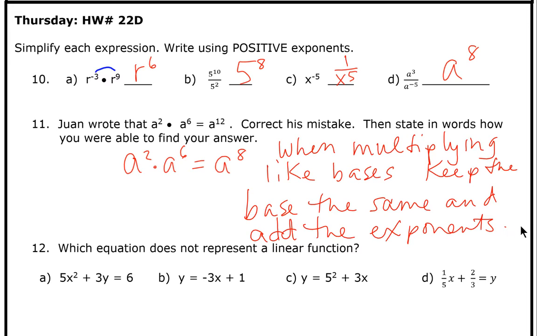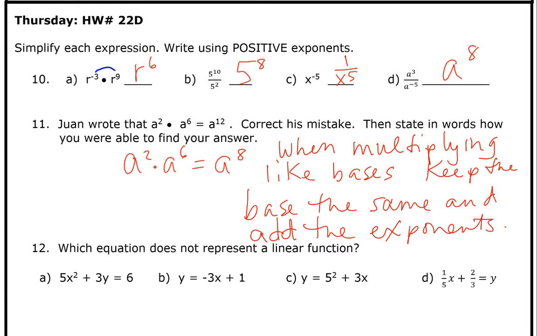All right, last question. Which equation does not represent a linear function? So anything that can be written in the form y equals mx plus b is a linear function. And look at that letter x and look at that letter y. They have no powers, right? They have no powers, and they have no variables in the denominator. So that's really what we're looking for here.